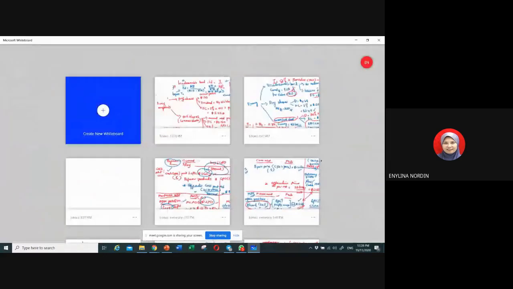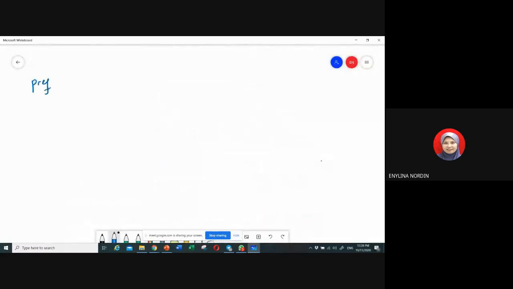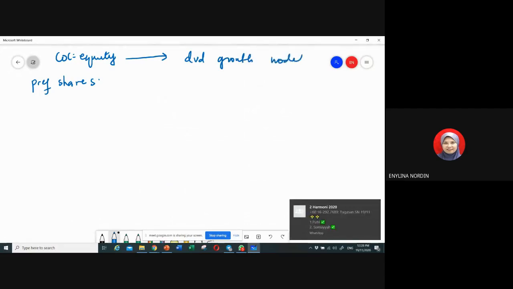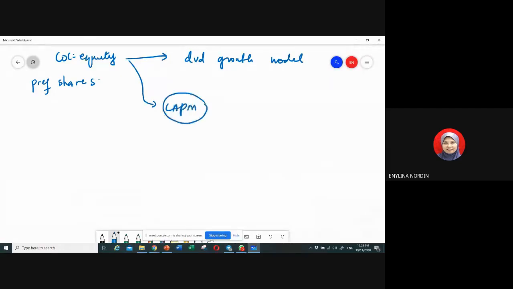For preference shares, shares are part of the equity. So we know that for the cost of capital for equity, we can use two methods: the dividend growth model, and also the CAPM model. But we leave this one because it's not applicable here. We go to this part. So the dividend growth model, I already explained to you. Hopefully you have seen the videos.